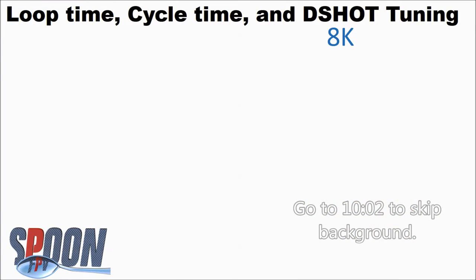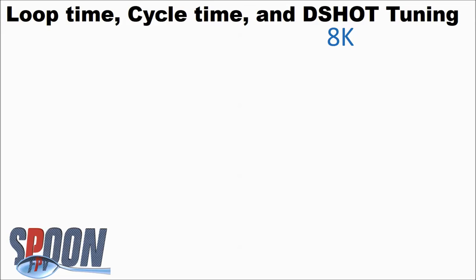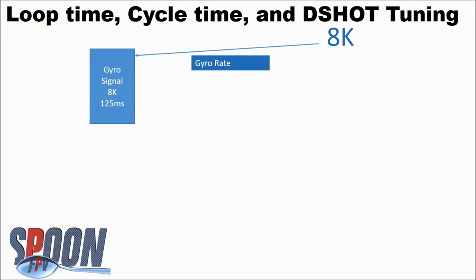But okay, so a lot of race guys, they talk 32K, 32K, 32K. What does all that mean, right? In this case, I'm going to talk all Betaflight stuff. So the first one, in this case 8K, is the gyro update. So that's updating 8K or 8,000 times a second. So 1 over 8,000 turns out to be 125 microseconds, and that's how long it takes the gyro to update.